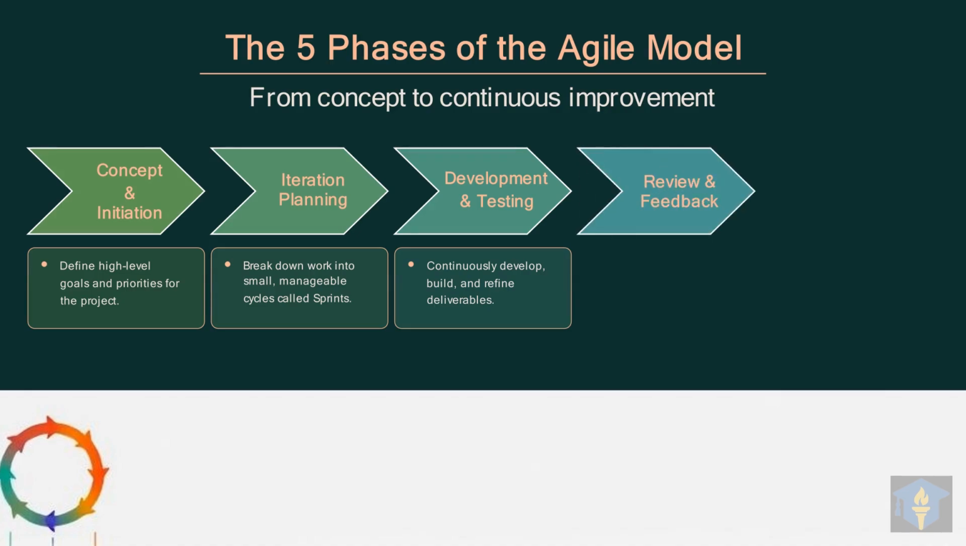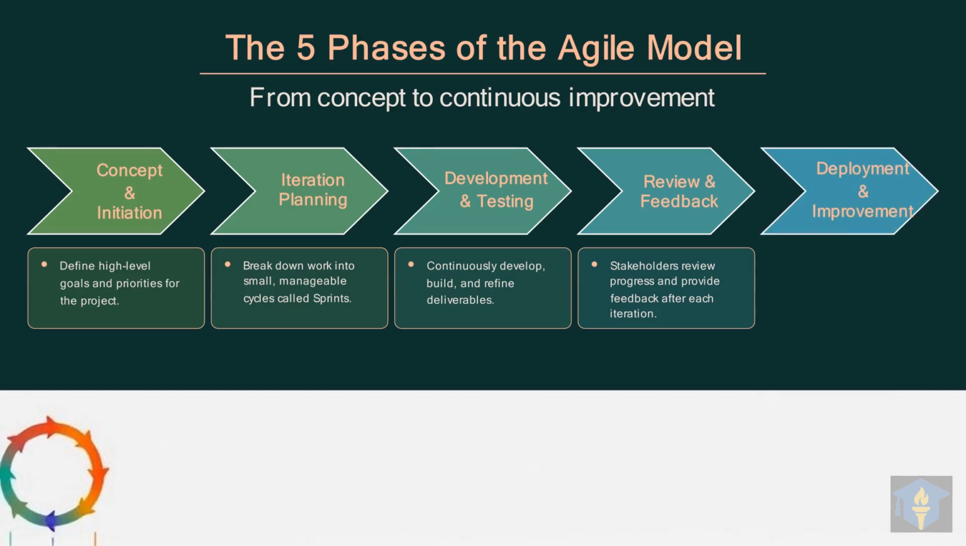The review and feedback phase allows stakeholders to assess progress and provide input. After each iteration, stakeholders review progress and provide essential feedback for further refinement. Finally, we have deployment and improvement, focusing on releasing and enhancing the product. This phase involves regularly releasing updates and making ongoing enhancements to the product.